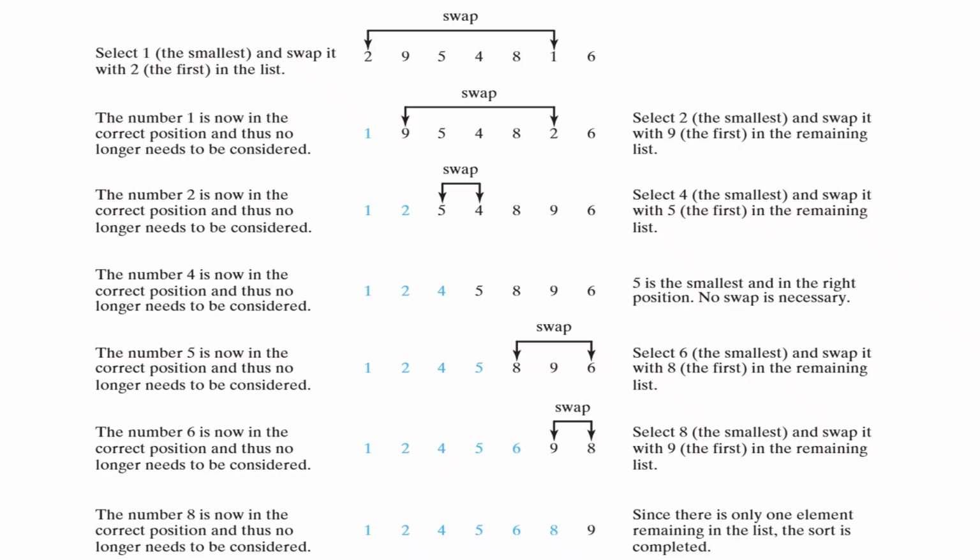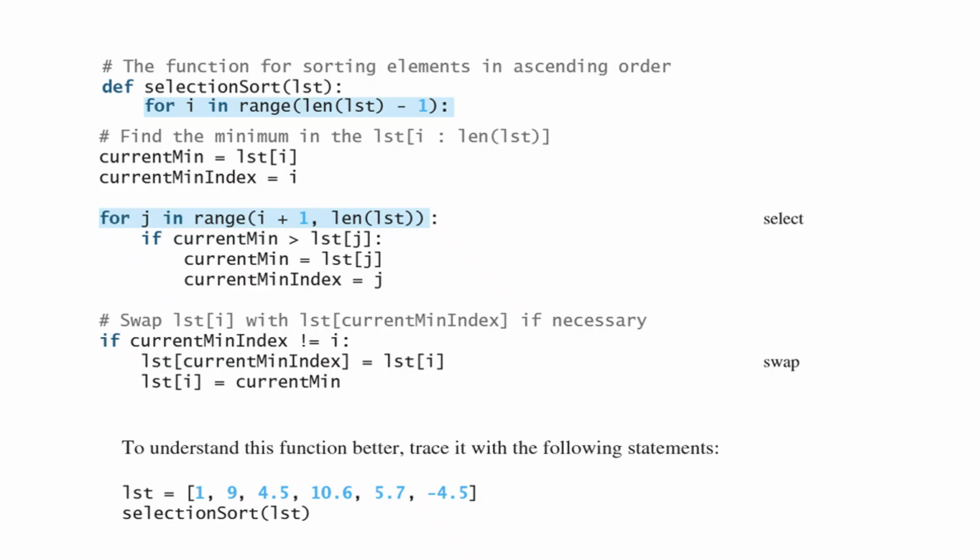Now the next elements in the list are 9 and 8. 9 is greater than 8, so we have to swap the positions of 9 and 8. Now all the elements in the list are in ordered way. So this is the program for sorting the elements in ascending order.